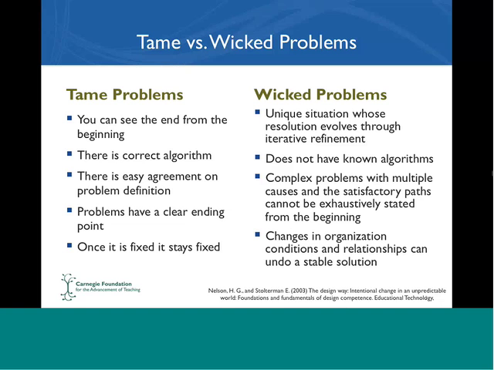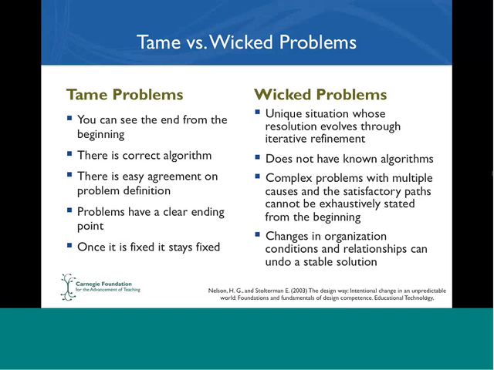There's easy agreement on the definition of a tame problem, whereas complex problems with multiple causes and many satisfactory paths define wicked problems. And once fixed, a tame problem tends to stay fixed, but once fixed, changes in the organization, changes in the individuals or the conditions of work can take a problem that was once stable and make it unstable again.